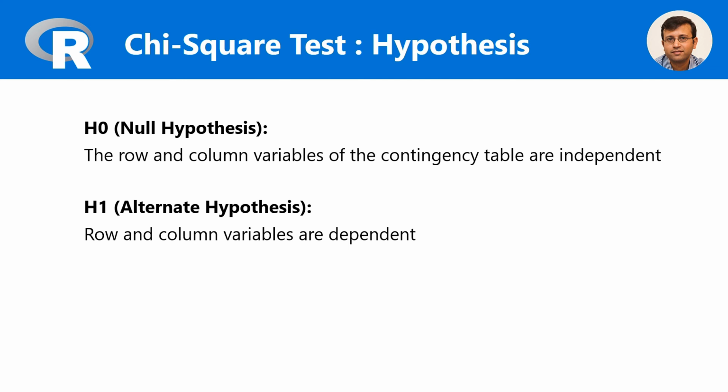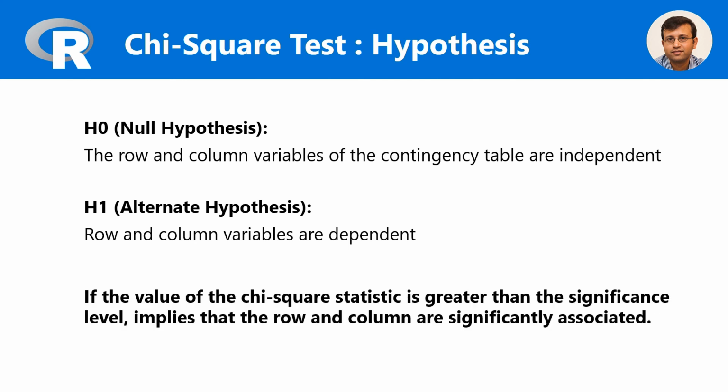Getting the same and similar results from a study using a sample size of 400 or 500 students is more valid. If the calculated chi-square statistic or p-value is greater than the critical value, then we must conclude that the row and column variables are not independent of each other. This implies that they are significantly associated.